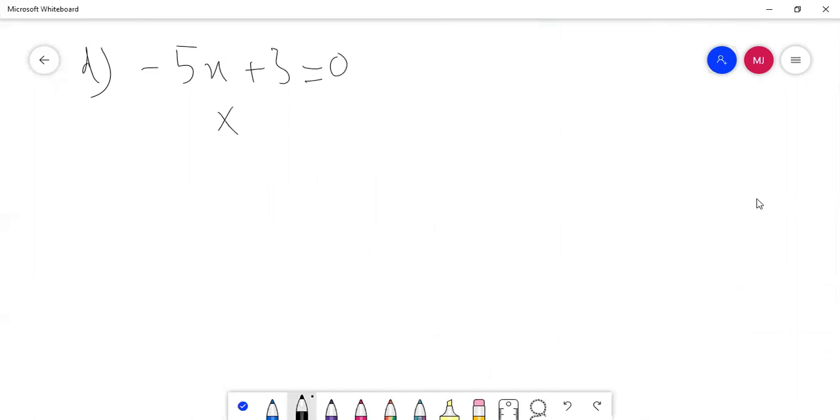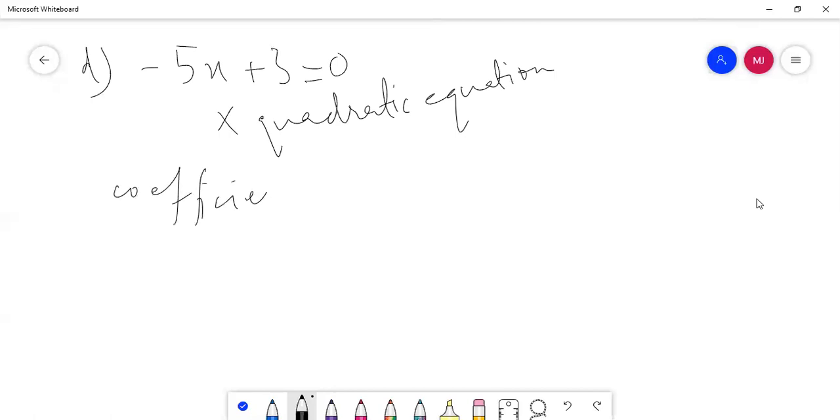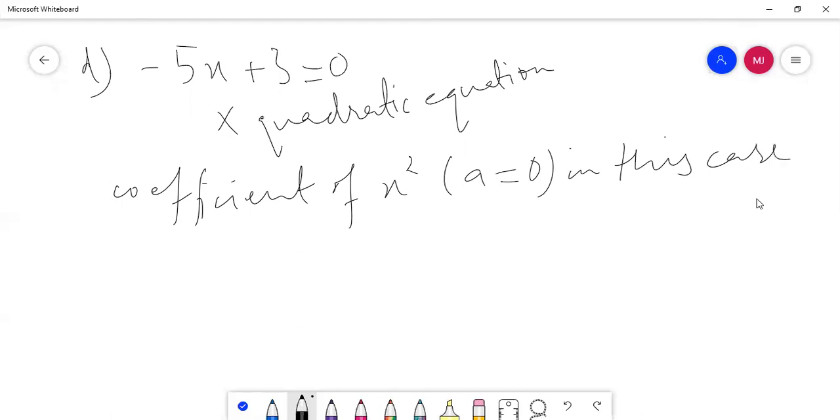No, this is not a quadratic equation because there is no term containing x square. This means in this equation coefficient of x square is 0. A is equal to 0 in this case. This implies this is not a quadratic equation. Alright, let me give you another example.